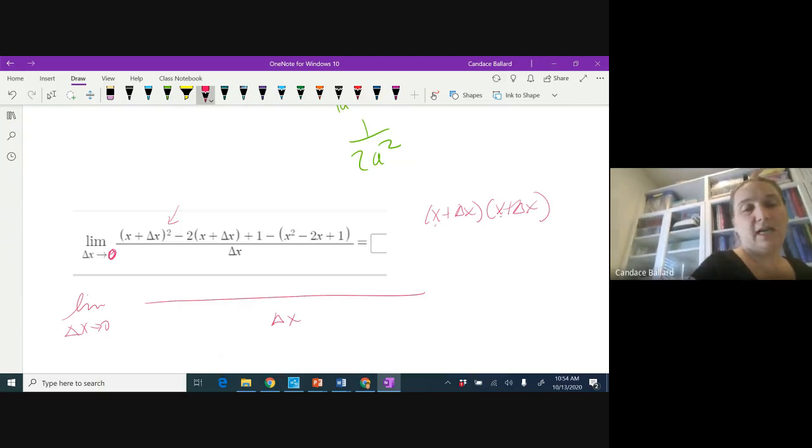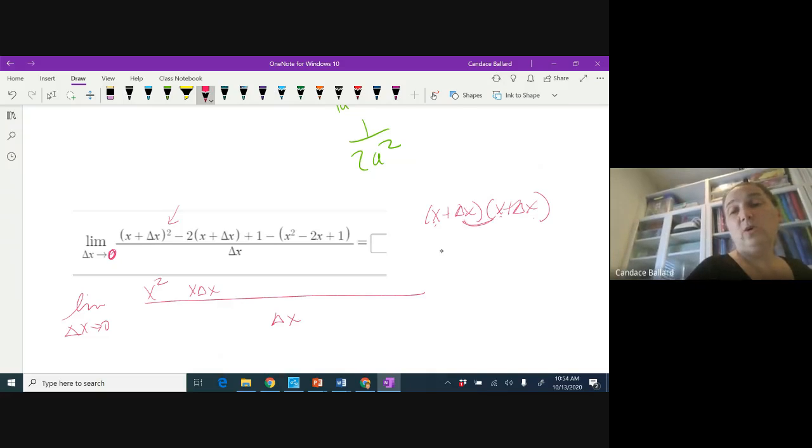So x times x is x squared. X times delta x is x delta x, but I have another one in the middle, so I have 2x delta x. And then delta x times delta x is delta x squared. I'm going to distribute that 2, so I get negative 2x minus 2 delta x. And then I've got a 1. And then I'm going to distribute my negative. So negative x squared plus 2x minus 1.